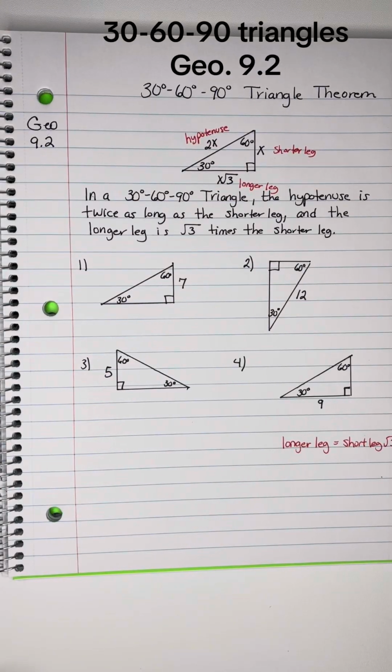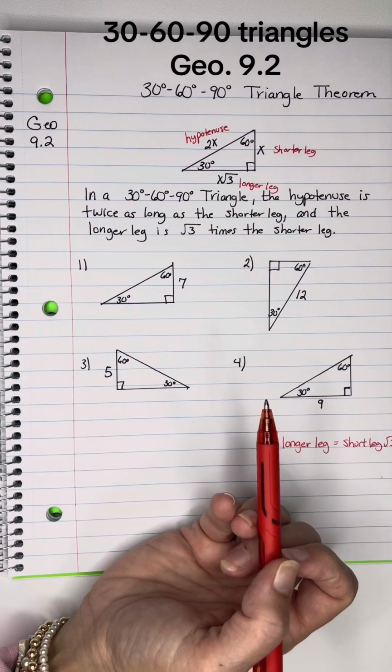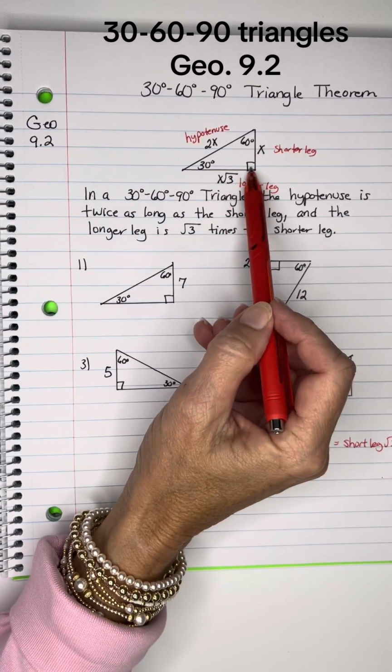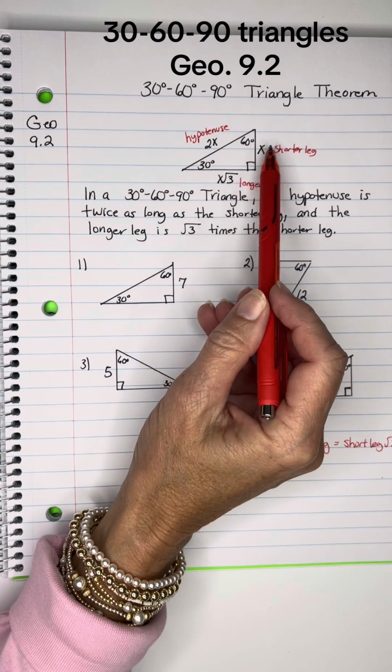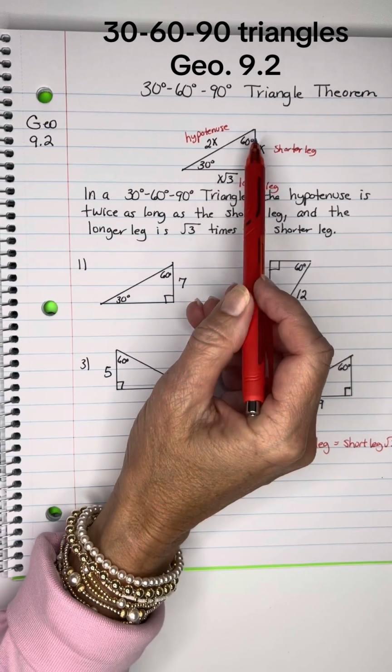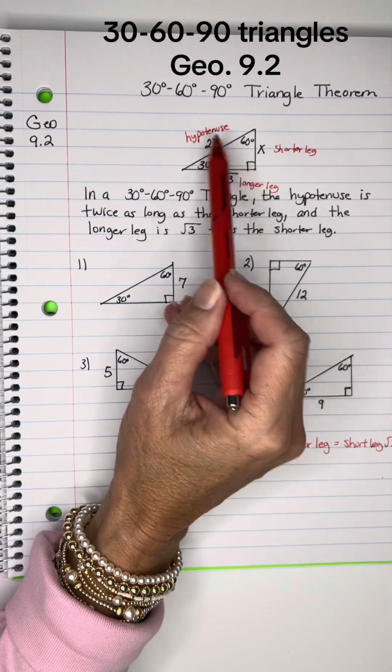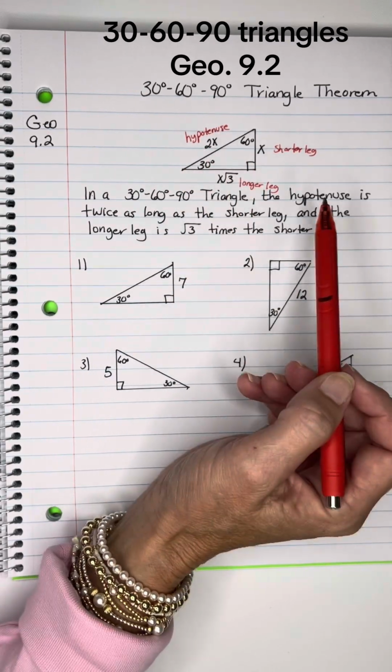The 30-60-90 triangle is a shortcut just like the 45-45-90 triangle in the last video. What you have is a 30-60-90 degree triangle, and your shorter leg is opposite the 30 degrees. Your longer leg is opposite the 60 degrees, and your longest leg, your hypotenuse, is opposite the right angle.